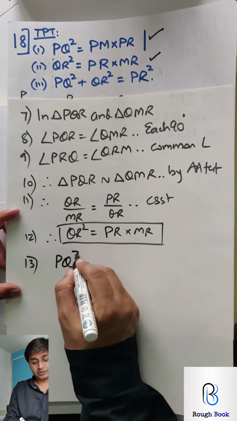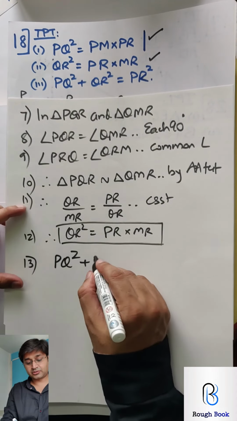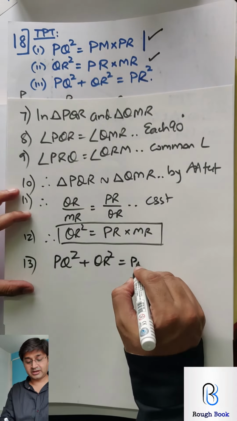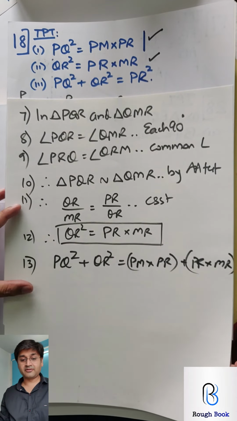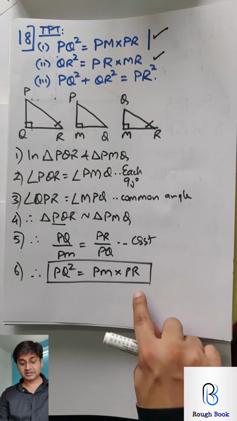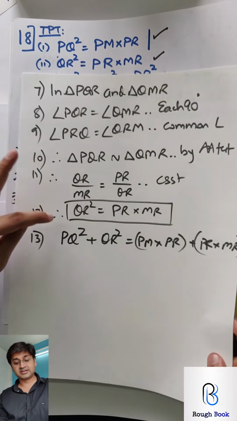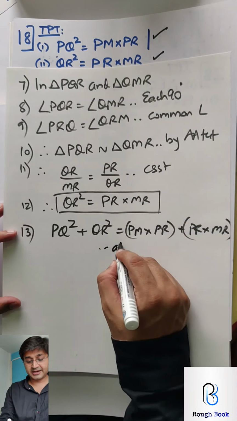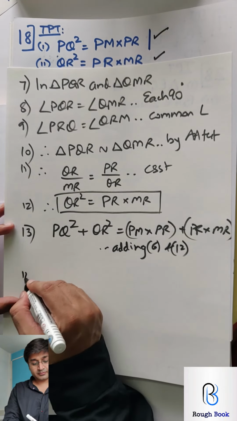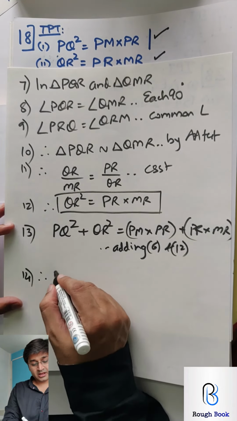Okay. So PQ square plus QR square is equal to PM into PR plus PR into MR. So basically what we have done is we've taken this 12th step and 6th step, because 6th step is this and 12th step is this, and we've added the two. So you can write adding 6 and 12. Therefore my LHS is sorted, PQ square plus QR square.